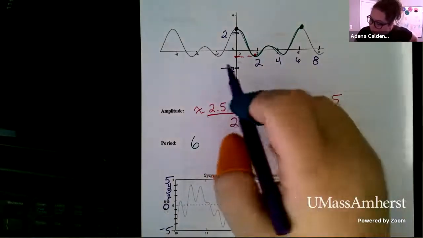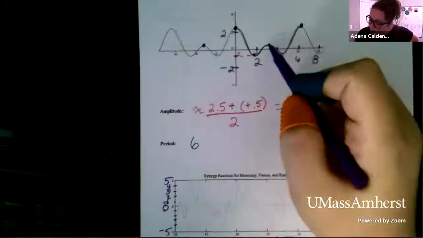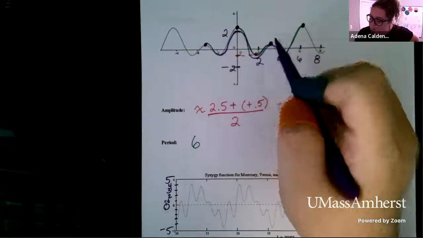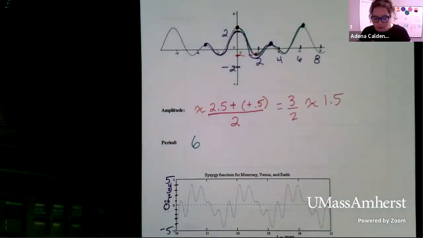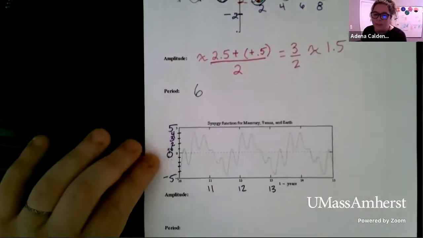You could have gone from the top of the small bump to the top of the small bump, right? And you're still going to get 6 going that way. So as long as you're finding where you start and then where that start begins again, you should get approximately 6 for how often it repeats. Okay, so let's take a look at the second one.